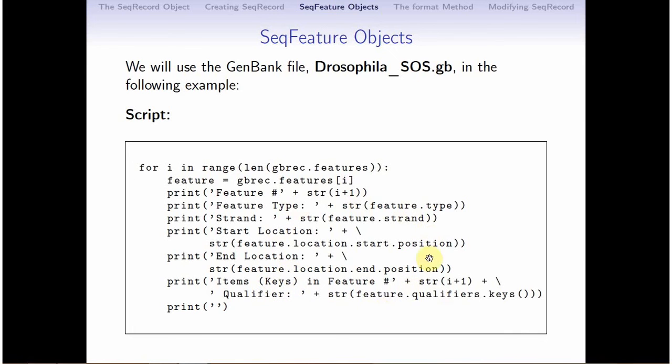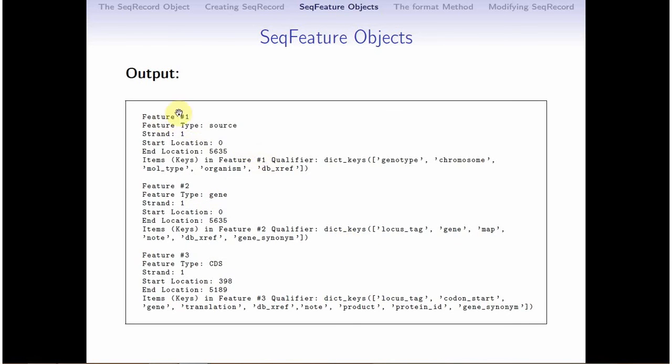So let us look through what it is all. This is just the script of it. Let's see the outcome, then see whether you can understand more. For what you print out, the first one is feature 1. Feature 1's feature type is source, and it's on the top strand. The starting location is 0, ending location 5635. Then these are the qualifiers, all the keys.